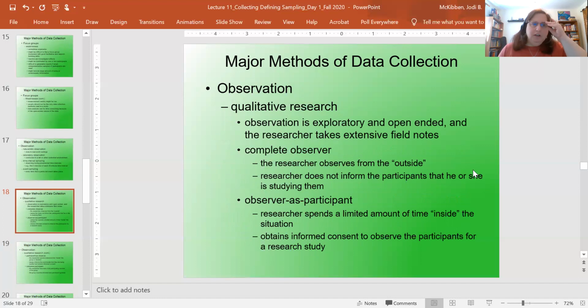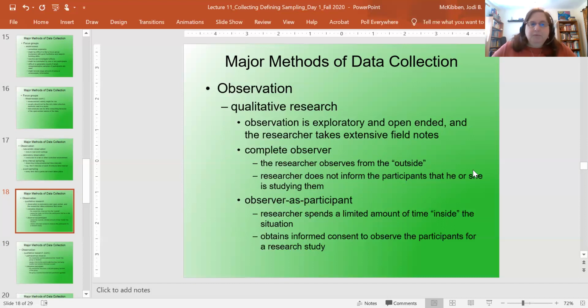Now, when we're talking about observation, we're typically talking about qualitative research. The observation tends to be very exploratory, open-ended, and the researcher takes extensive field notes. Okay. So, how far away does the observer stay from the situation? That's another important piece to figure out, and there's lots of choices. You can have the complete observer, where the researcher observes from the outside, and they may not even inform the participants that they're studying them.